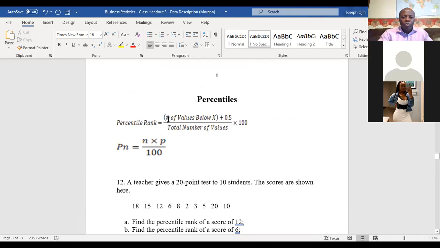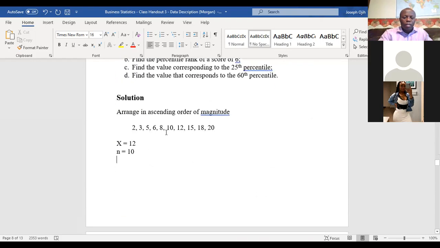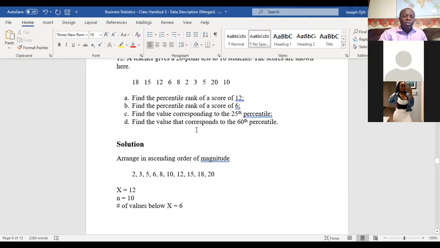With this, we can now plug into the formula the number of values below x. x is 12. How many values are below x? 1, 2, 3, 4, 5, 6 of them. So 6 are below x, which means that part is 6. You count the numbers that are less than 12, because x is 12. Numbers that are less than 12 here are 1, 2, 3, 4, 5, 6.